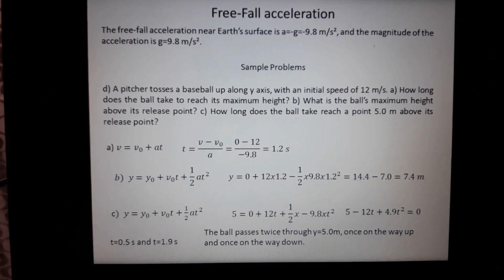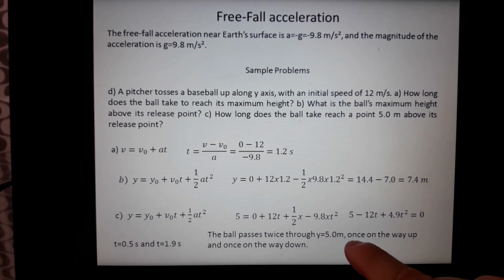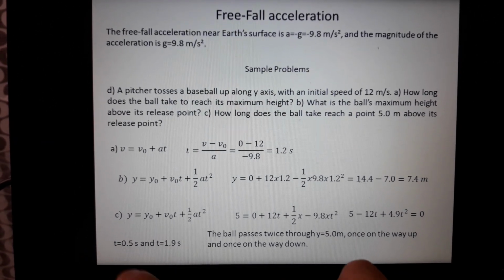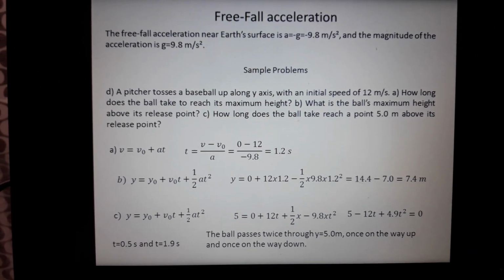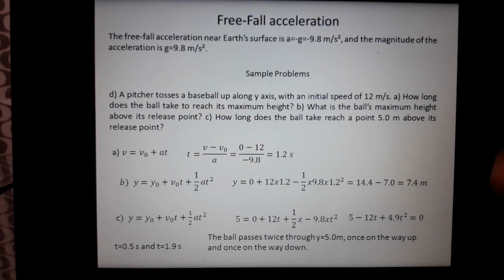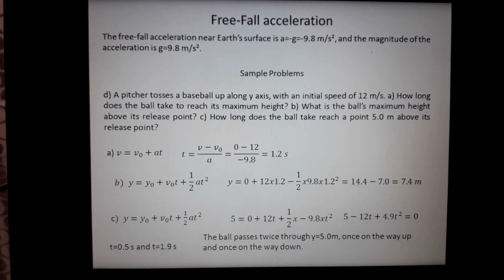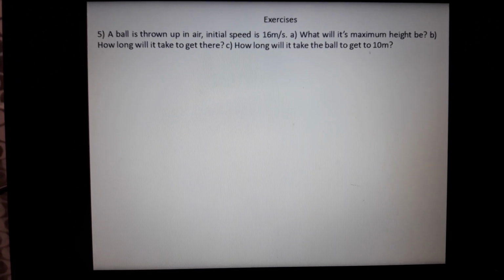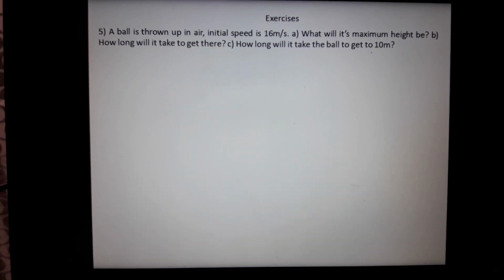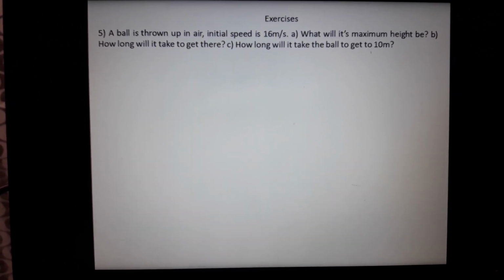The ball passes through 5 meters twice, once on the way up and once on the way down, because we have two times here. So let's go to one more exercise. You can stop now and try to do it yourself. So let's do this exercise.